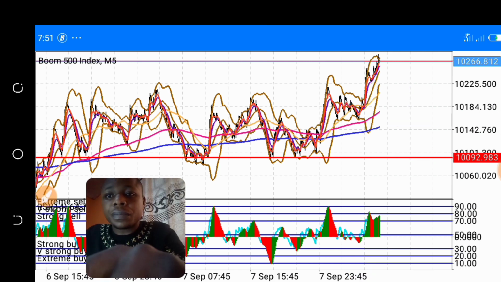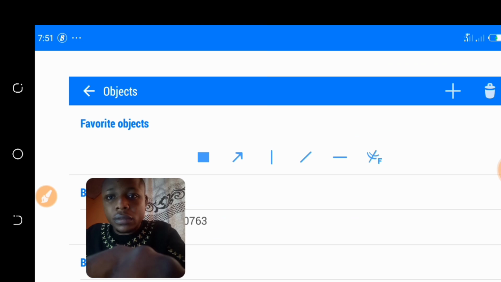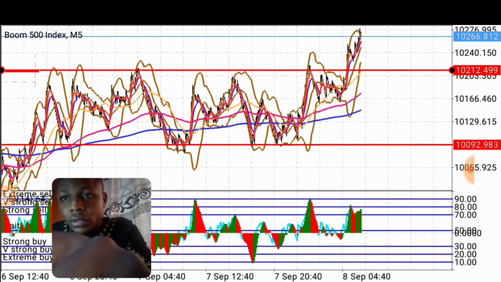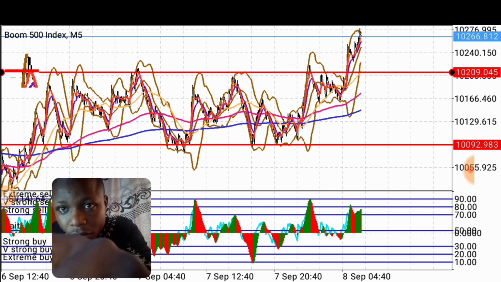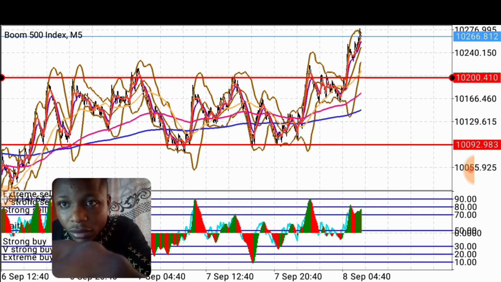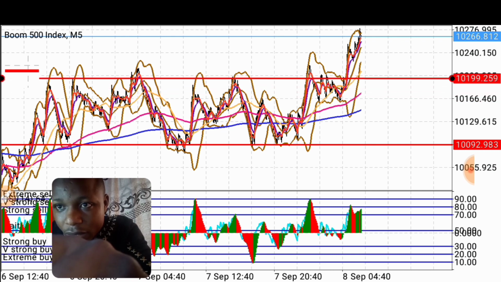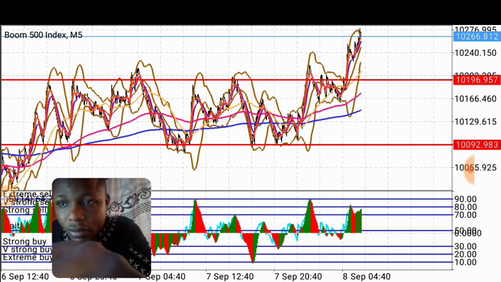So support and resistance levels. Let me draw it on this resistance. So make the rule for drawing it, make sure when you are drawing it, it is touching at least 3 lines, 3 supports or resistances. Yeah, see this one now.